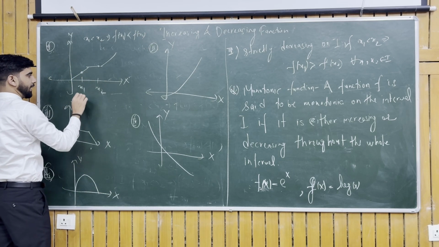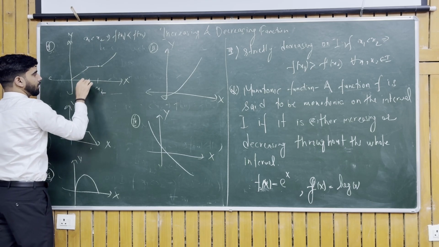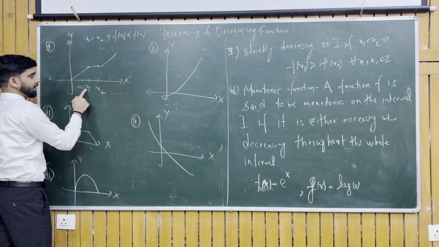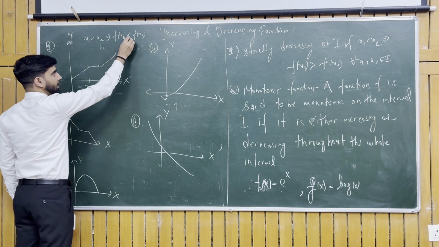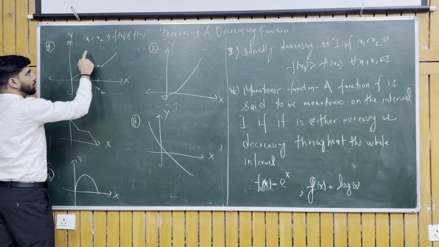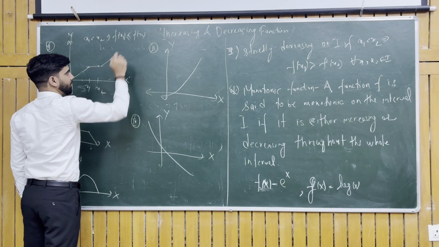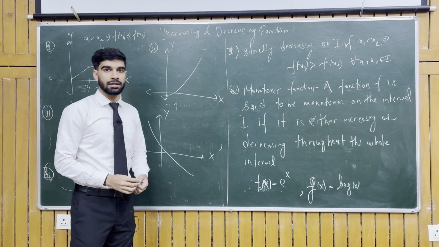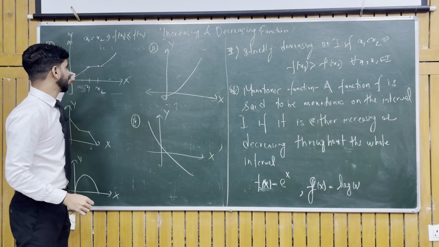If we take this point as x1, then this is the value of the function at x1. We can see that the value of the function at x1 is equal to the value of the function at x2, so equality also holds there. So x1 less than x2 implies that f at x1 is less than or equal to f at x2. This is the condition of the increasing function. So we can say that this is the graph of the increasing function.